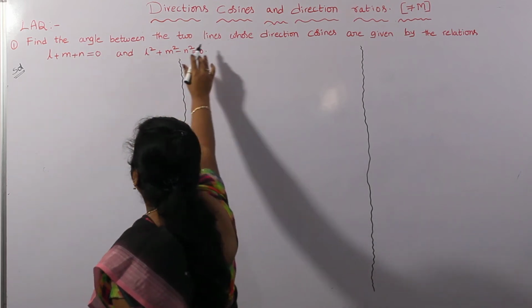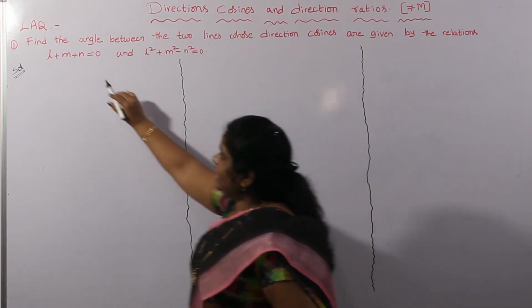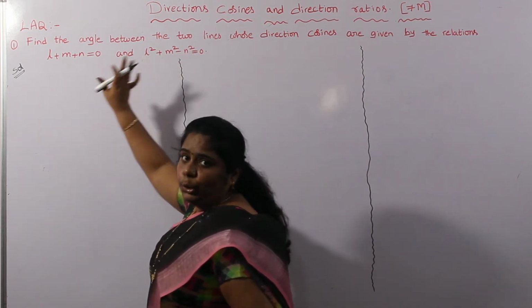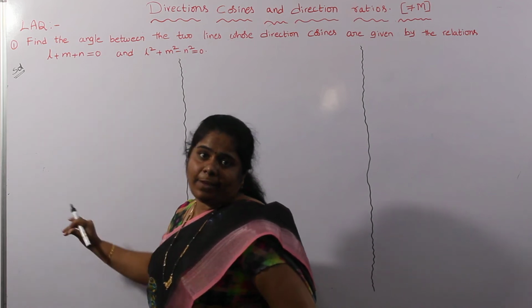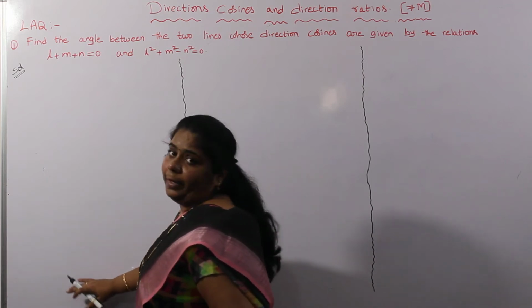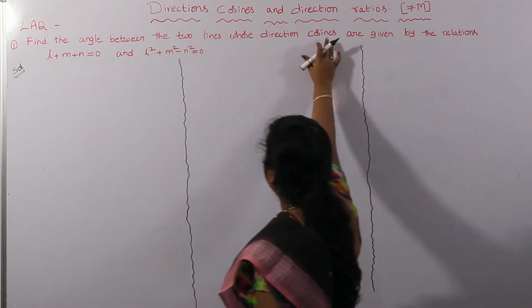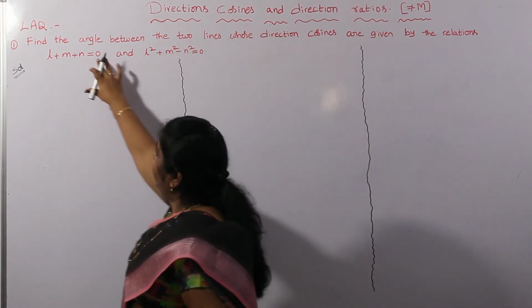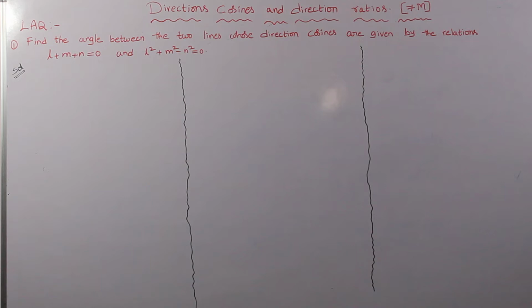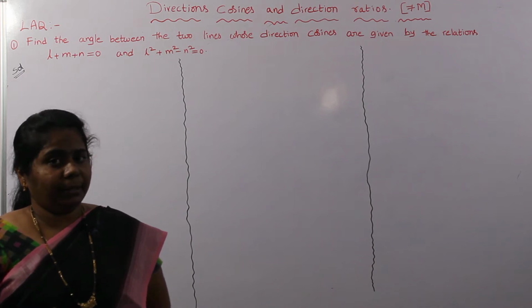Find the angle between the two lines whose direction cosines are given by the relations l plus m plus n equal to 0 and l square plus m square minus n square equal to 0. Two lines are given. From these two lines we get the element values, after that we find the direction cosines. Element values in ratio form give the DRs, direction ratios. From the direction ratios we get direction cosines. After that we get the angle between the two lines when direction cosines are given: cos theta is equal to l1 l2 plus m1 m2 plus n1 n2. We are applying that formula here.